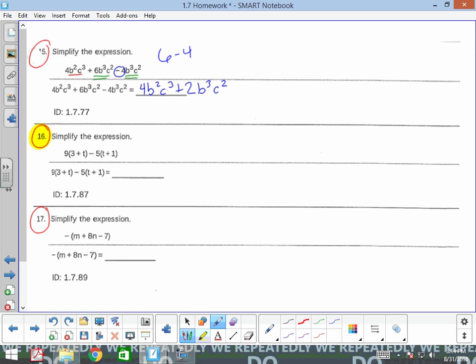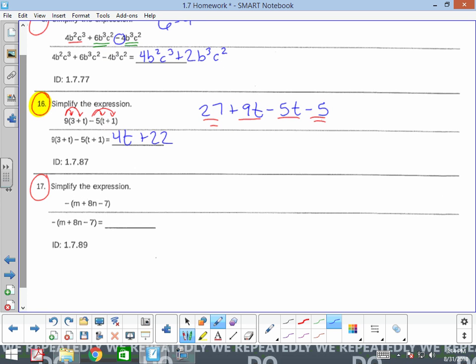Number 16, I want you to show your distributive property on both of these. First, multiply 9 times 3 plus t. That's 27 plus 9t. Then we're going to multiply negative 5 times t and negative 5 times 1. That is negative 5t minus 5. Now we're going to combine like terms. I have 9t minus 5t, so that is 4t. And then I have 27 minus 5, which is positive 22.